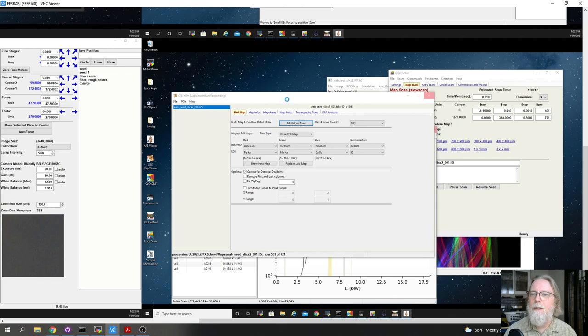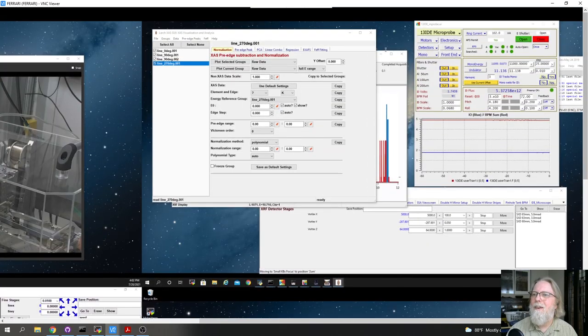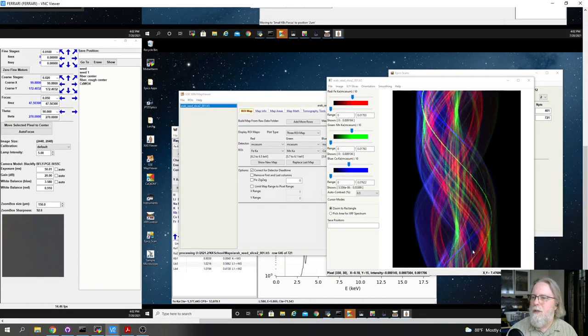If this is building, I'm not sure where it's stuck right now. Again, there's a bit of a lag with all of these. I'm going to close some of these windows, see if that helps. So here's our map again.